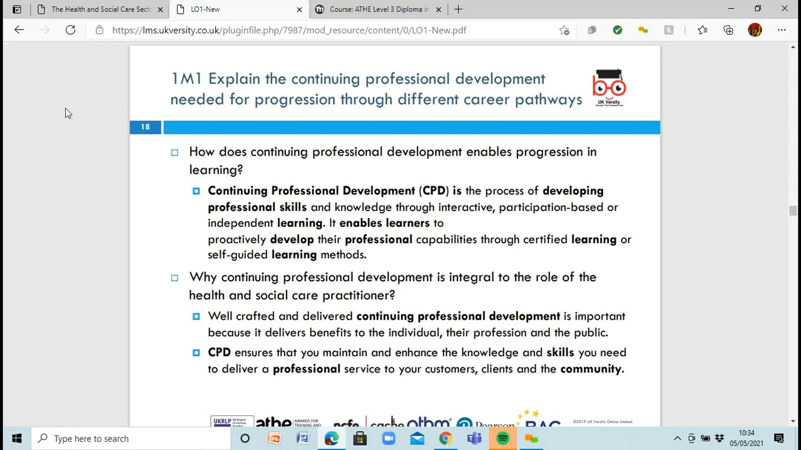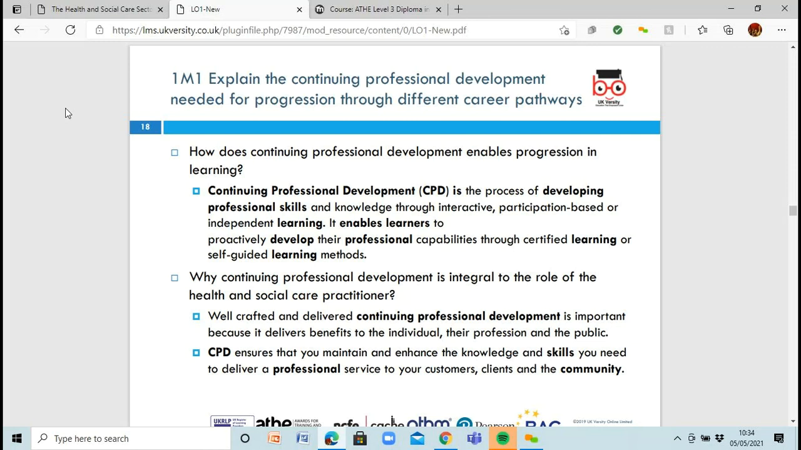So why is continual professional development integral to the role of health and social care practitioners? It's really important in any field, but especially within healthcare, because you're doing a whole load of different services, little procedures. There's so many things that you're expected to do. It's really important that you keep up to date and you are aware of what the changes are, of what you need to do. So it's important because it delivers benefits to the individual, your profession, and also to the public, because your customers, they are the public.